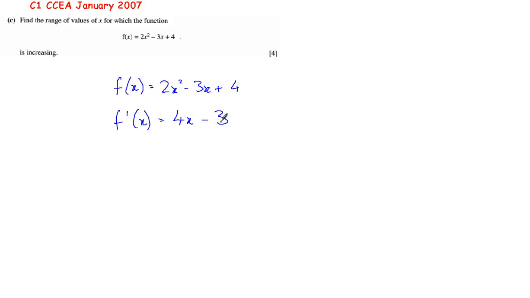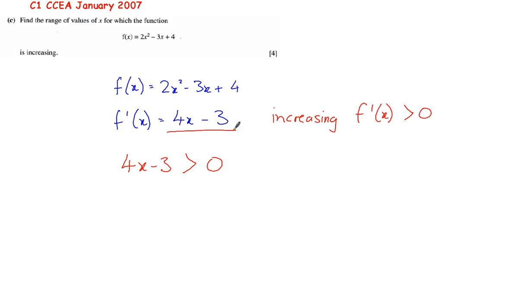But if I want that for increasing, I know that the gradient, f dashed of x, must be greater than 0. It must be a positive gradient. So we can say that 4x minus 3 must be greater than 0. The gradient is positive. Well, 4x is greater than 3, and so x is greater than 3/4. And so we have found the range of values for which that function is increasing.